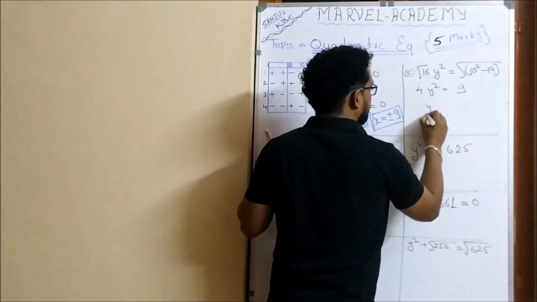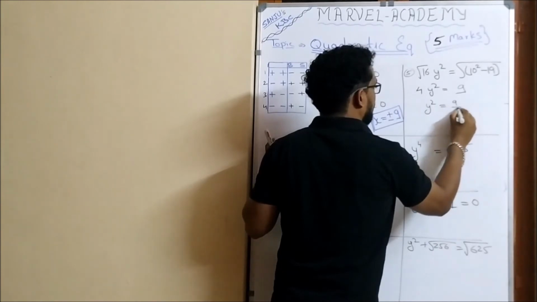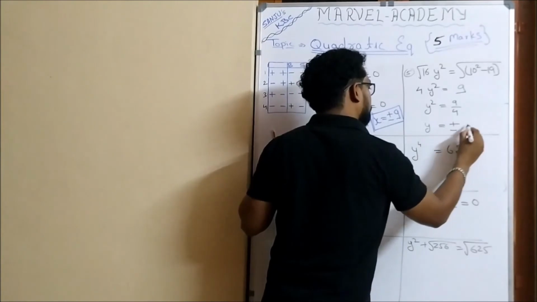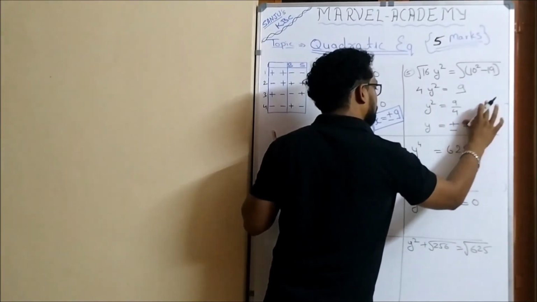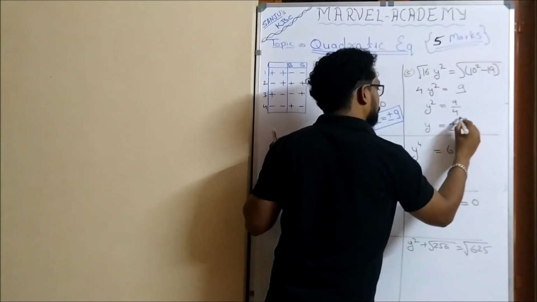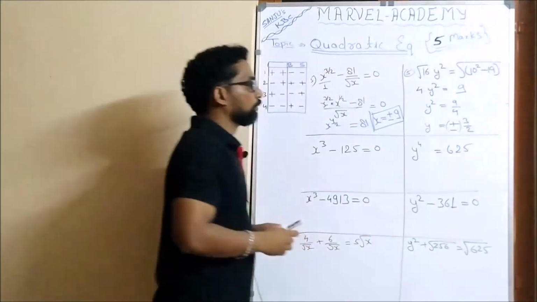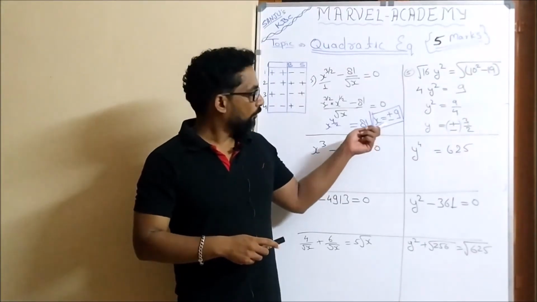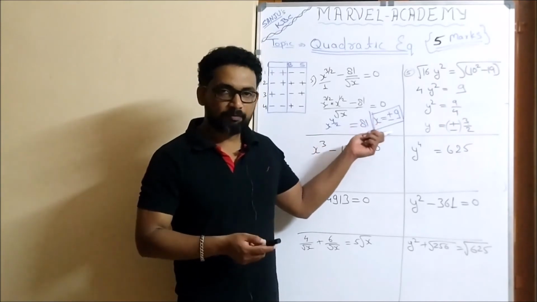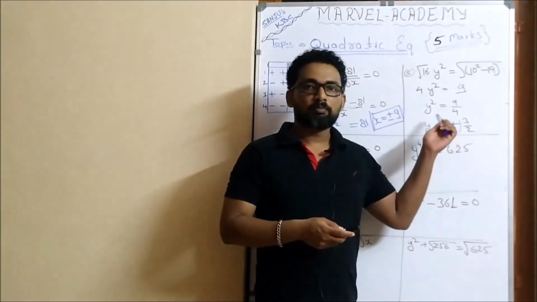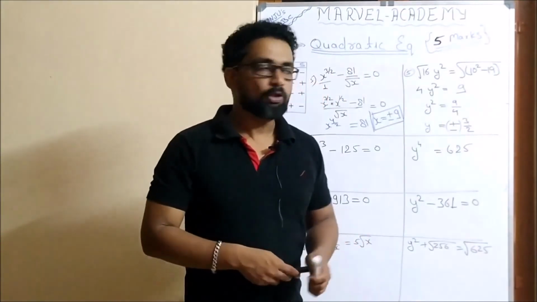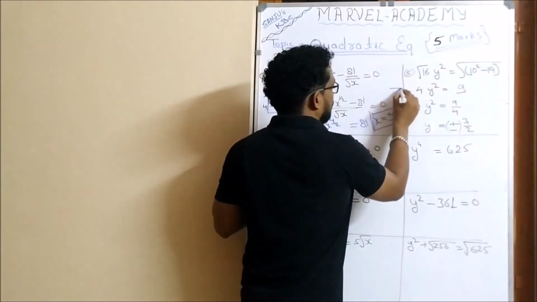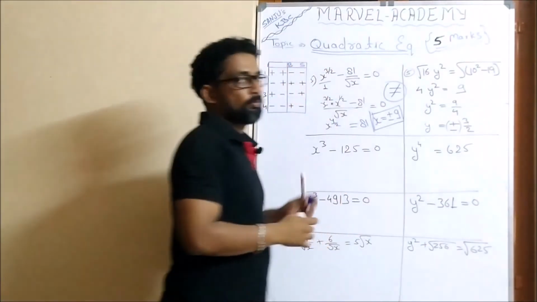So next is y square equals 9 by 4. So y equals positive and negative 3 by 2. So the factors of x are positive 9 and negative 9, and the factors of y are positive 3 by 2 and negative 3 by 2. So definitely, without comparing these values, we can directly say that the relation cannot be determined.